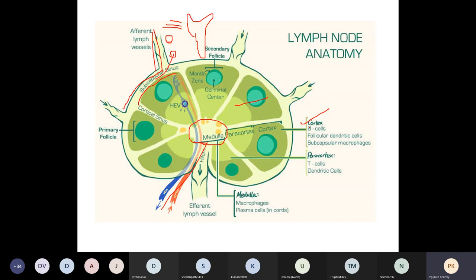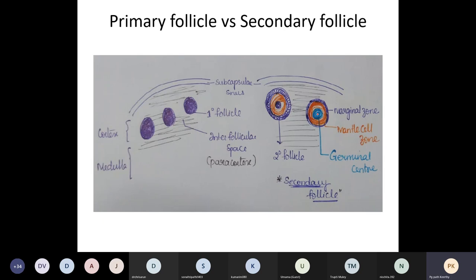These are called follicles, okay? There are two types of follicles. See, this is a primary follicle and this is a secondary follicle. We'll be discussing what you mean by primary and secondary follicle. So the cortex will have follicles, primary and secondary. The primary follicle is homogeneous. There are no different areas. Whereas in the secondary follicle, you have three zones. The center one is called the germinal center, next is your mantle zone, and the peripheral one is the marginal zone. So this is the primary versus secondary follicle, which are present in your cortex.